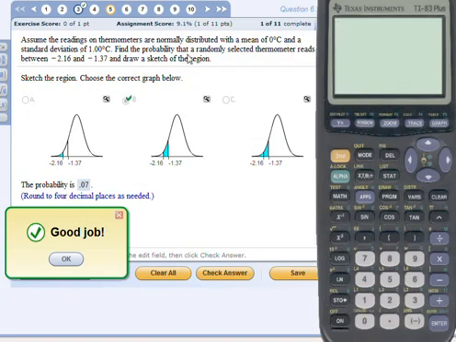Find the probability that a randomly selected thermometer reads between negative 2.16 and negative 1.37, and draw a sketch of the region. So first they want the sketch, and the key part here is between negative 2.16 and negative 1.37. This sketch right here is drawn like the previous problem, where it starts at negative 2.16 and runs off into infinity.